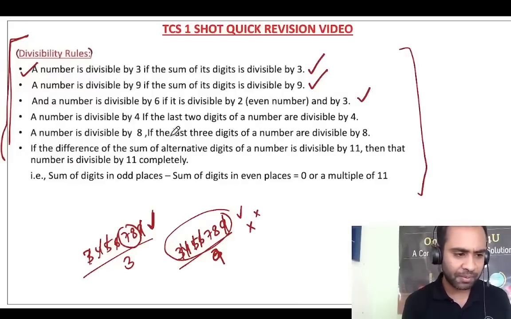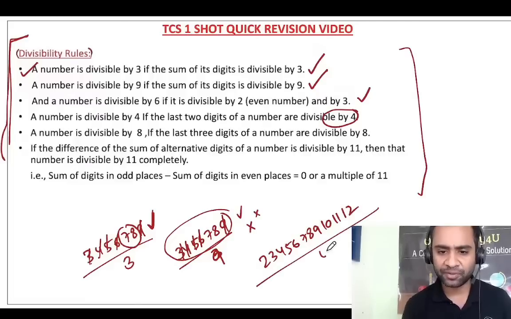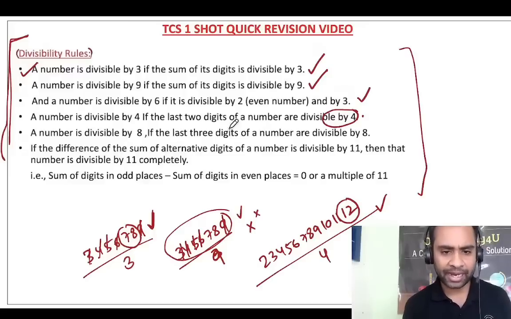If a number is divisible by 4, then the last two digits of the number should be divisible by 4. If I say 2, 3, 4, 5, 6, 7, 8, 9, 10, 11, 12, is this number divisible by 4 or not? Just see the last two digits. Yes, sir, it is divisible, done. If a number is divisible by 8, the last three digits should be divisible by 8. Now this particular number, is it divisible by 8? Try to divide it by 8. Yes, sir. This number is also divisible by 8.